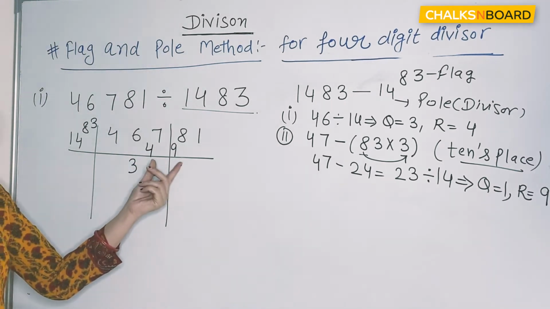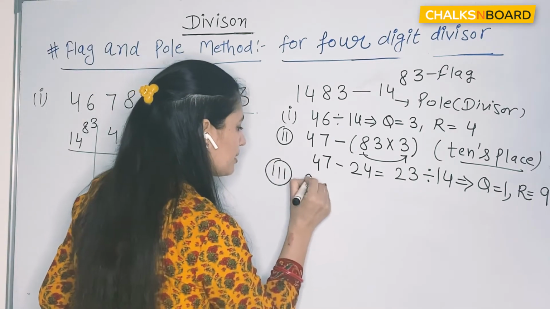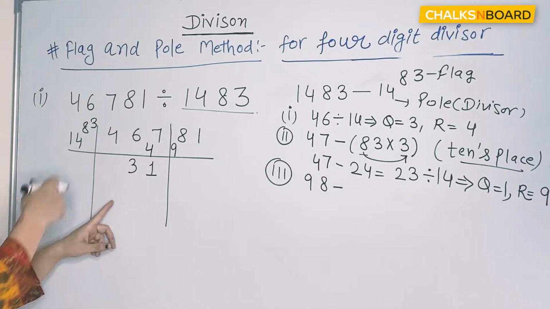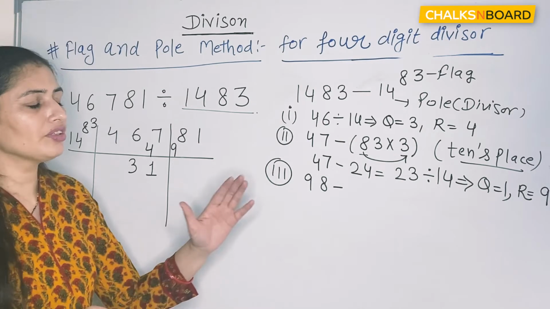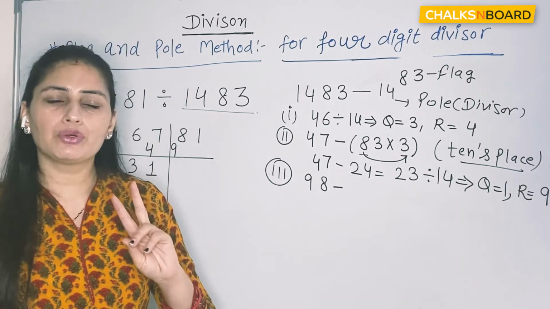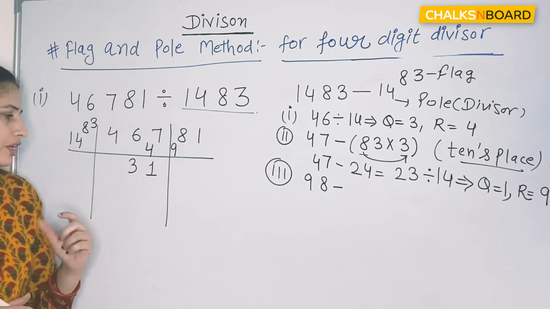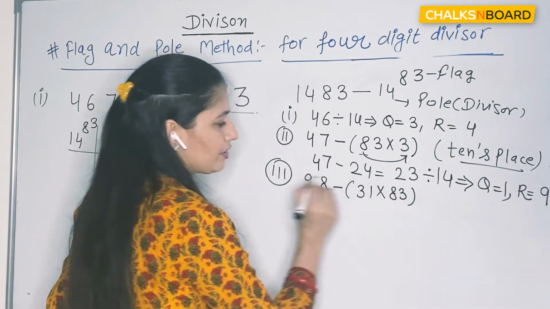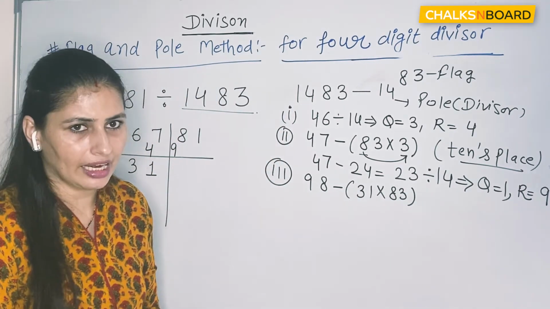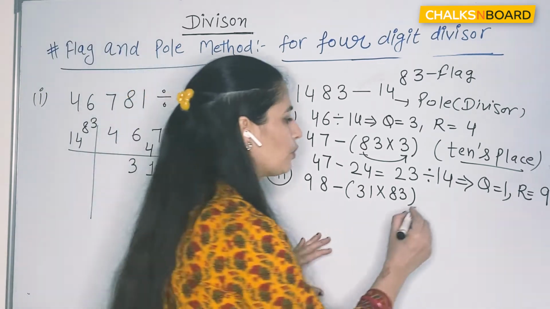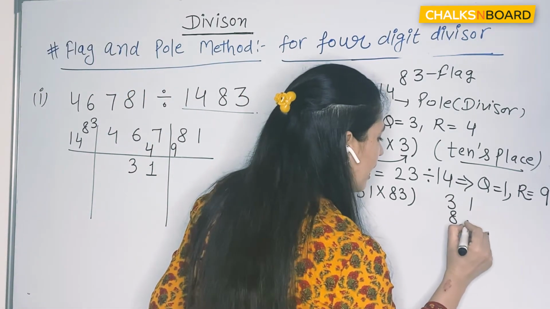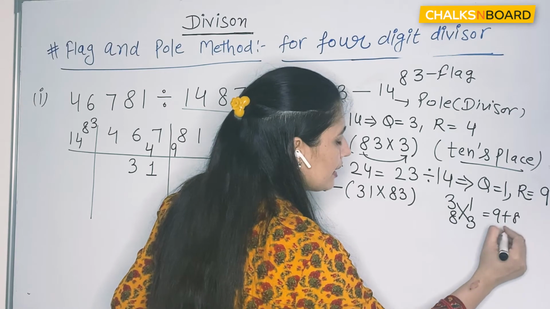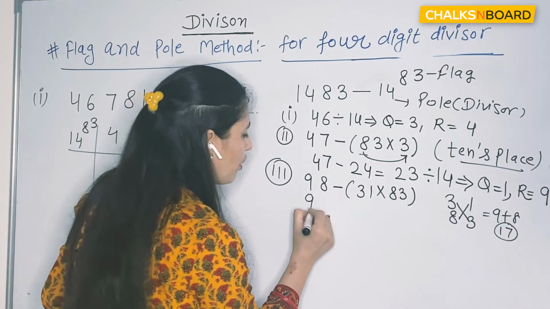Now next is 98. Next number is 98 minus the multiplication of the previous quotient with the flag. But now you can see 83 is a flag which is a 2-digit number, so you have to take the last 2 digits of the quotient too, that is here 31. So 31 multiplication with 83. But you do not have to multiply directly here because both are 2-digit numbers, so you have to multiply vertically and crosswise, add, and write. That is 3 3s are 9 plus 8, that is 17. So we have to subtract this 17 from 98.